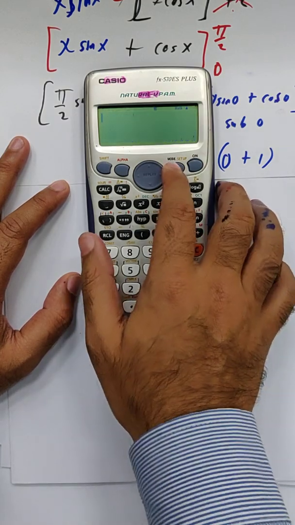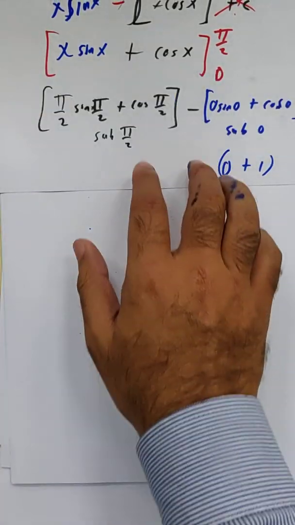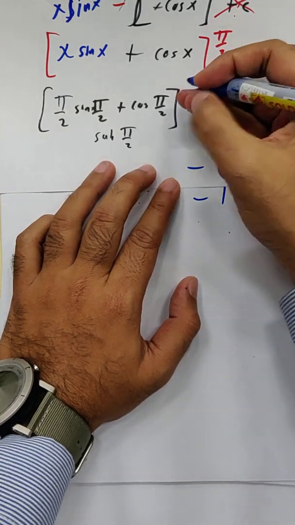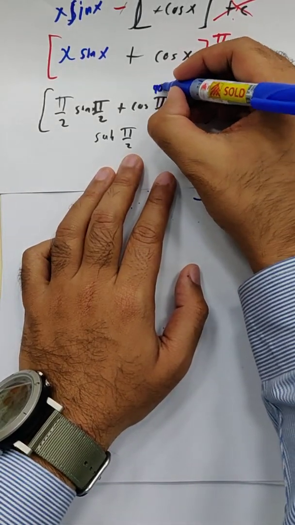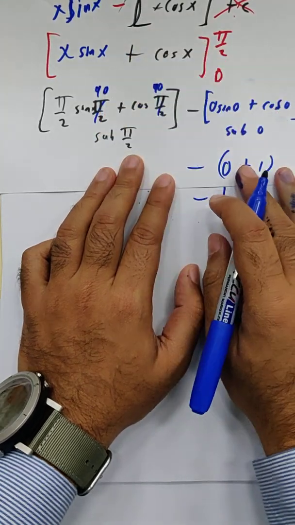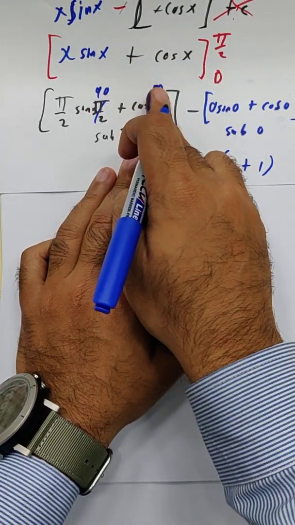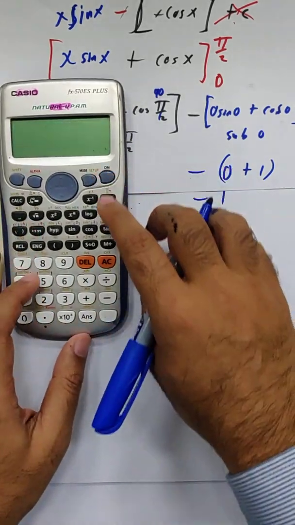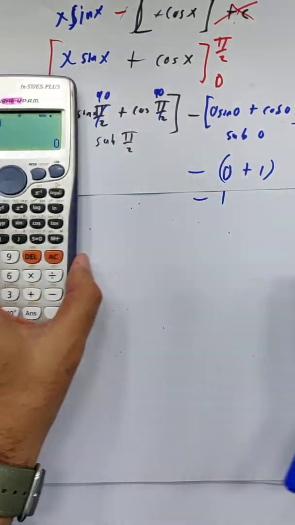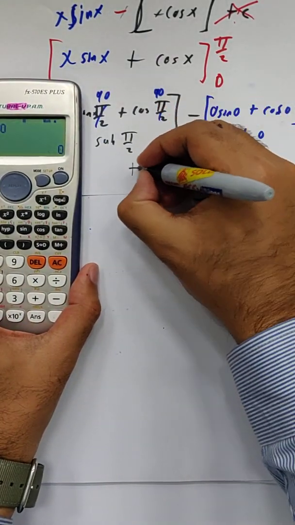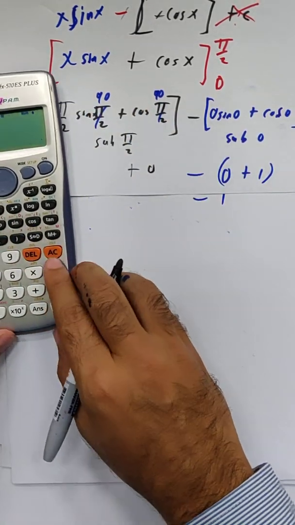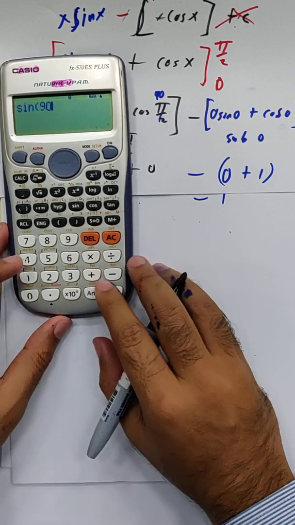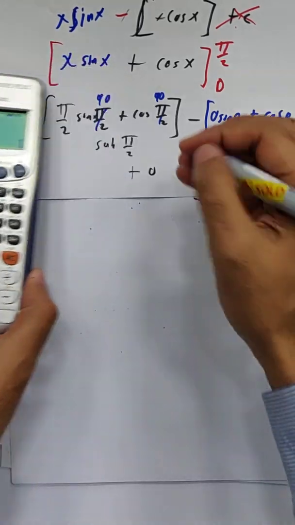Or my favorite will be, I will personally change it like this. Pi over 2 is 180 over 2, which is 90, so I will change it here. Then I just press my calculator, cos 90, 0. So it solved the problem. Sin 90, 1, yeah.